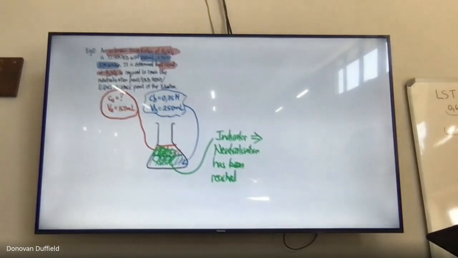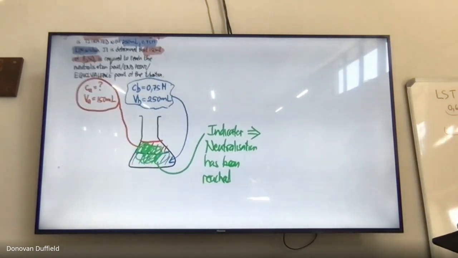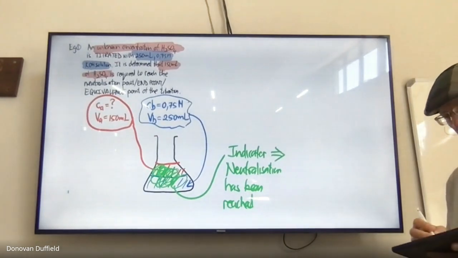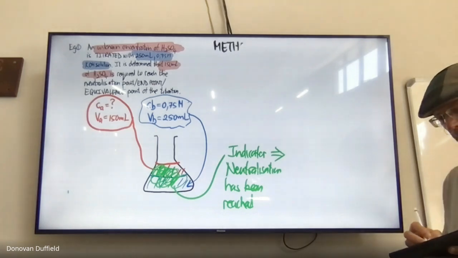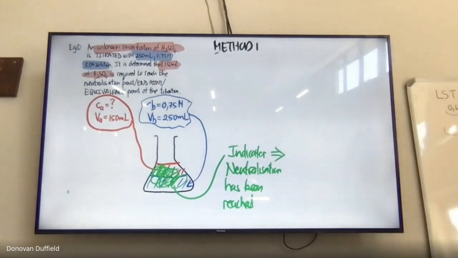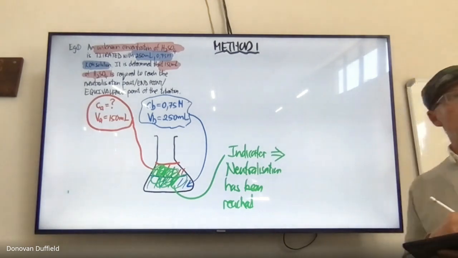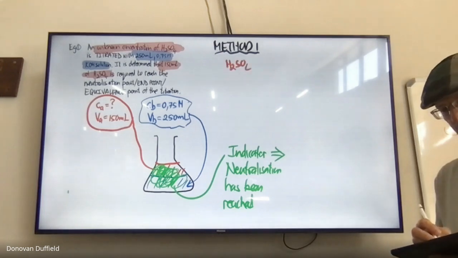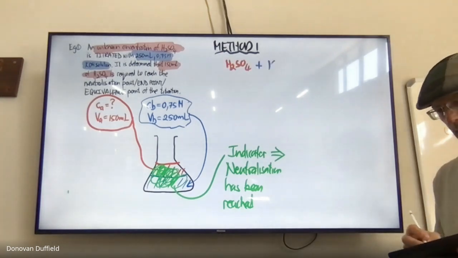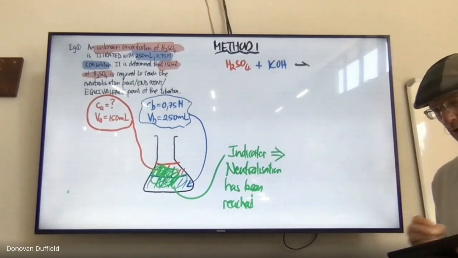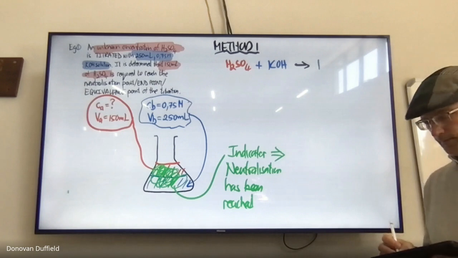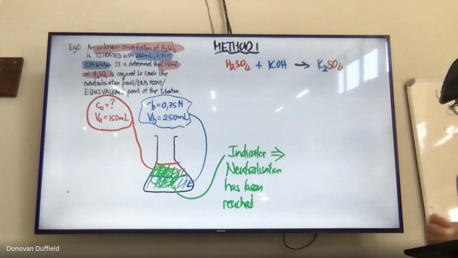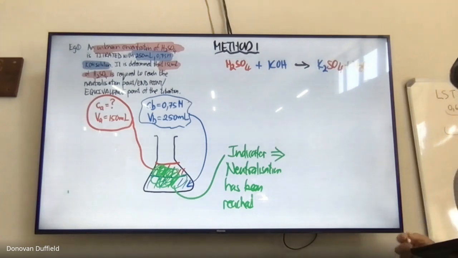Let's move here. I'm going to look at method number 1. Method one is to use full-on stoichiometry. The first thing we do is we say the following. Acid H2SO4 plus KOH is going to produce K2SO4 plus H2O. Okay. Now this is where it's key.